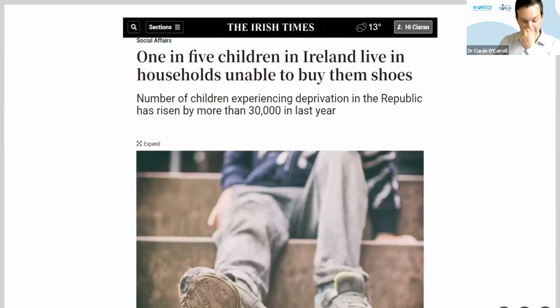Okay. And in Ireland, we have problems with poverty, even though we're one of the richest nations in the world. 1 in 5 children in Ireland live in households that are unable to buy them shoes. And that is extraordinary.